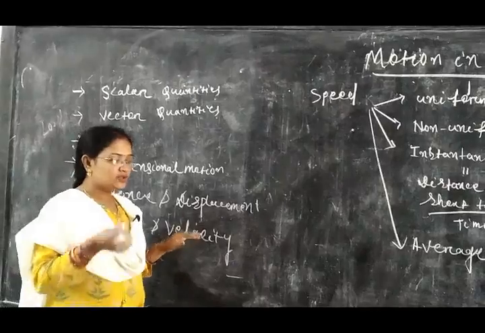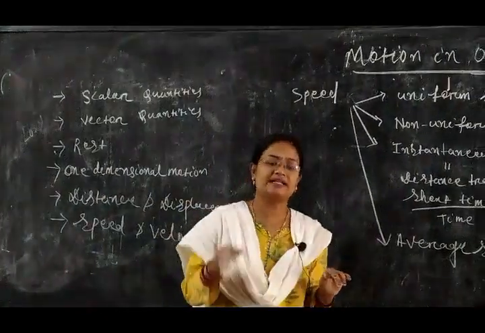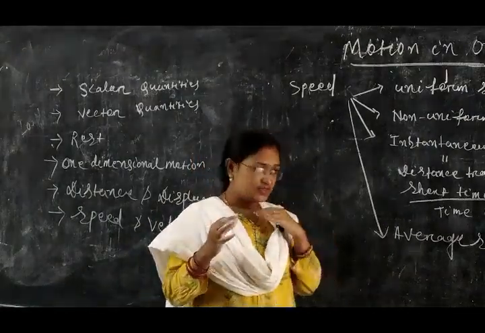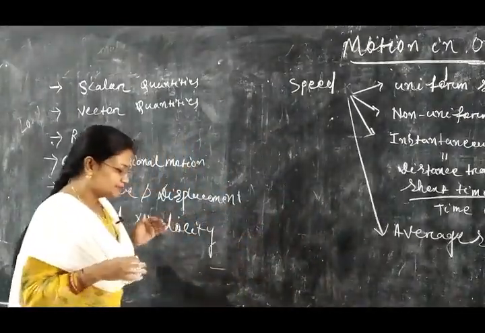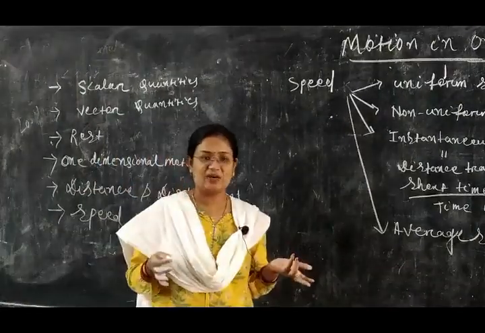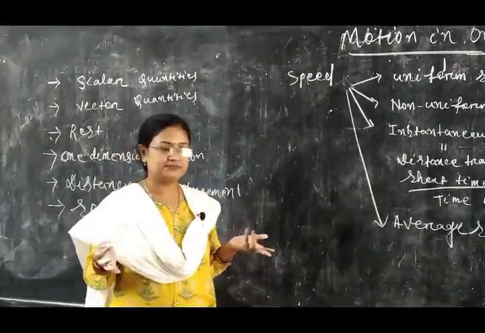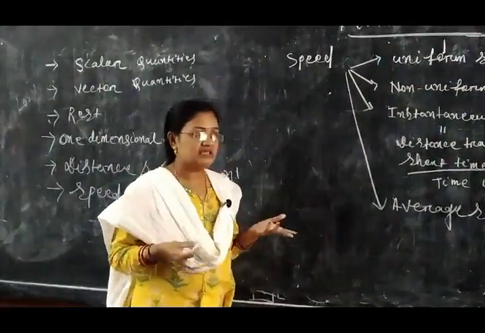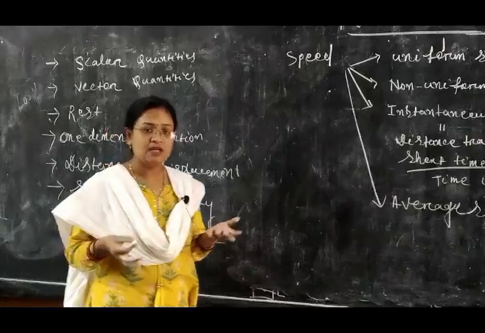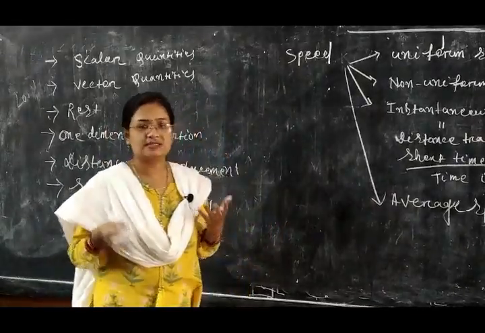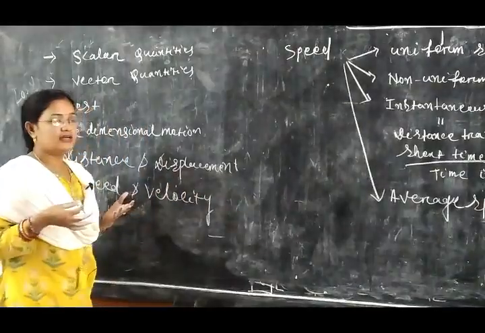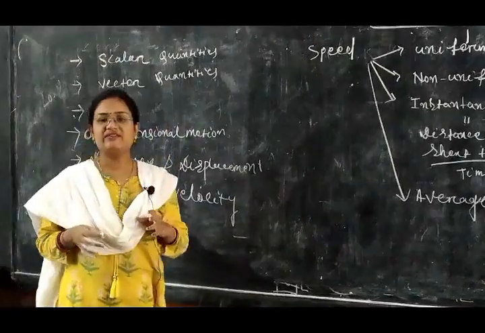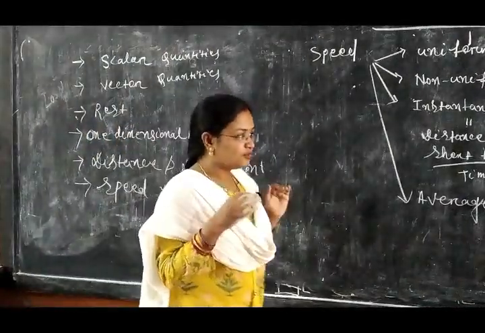What is a scalar quantity? The quantity which has only magnitude. For its representation we need only magnitude, that is your scalar quantity. For example, mass is a scalar quantity, time is a scalar quantity, length is a scalar quantity, mass, length, time, temperature, these are what? Scalar quantities. And what is a vector quantity? The quantity which has both magnitude and direction, that is your vector quantity. For example, force is a vector quantity.